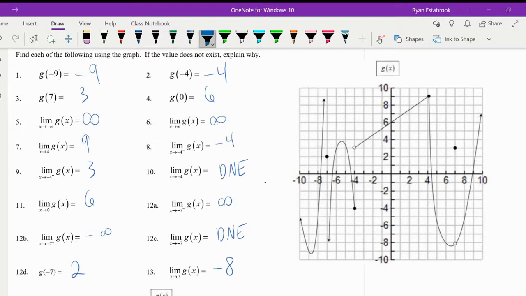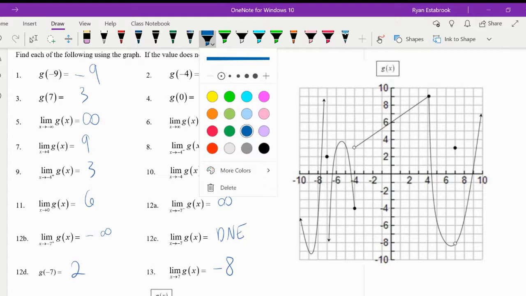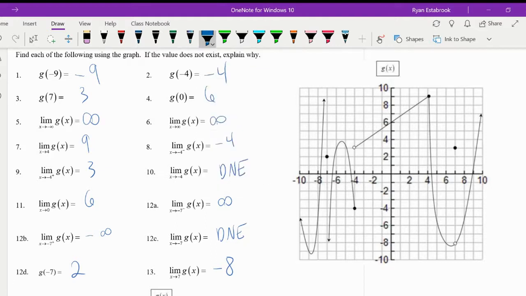Number 7, the limit as x approaches 4. So as we look at it from the left and we look at it from the right, they're both approaching this value of 9. Number 8, the limit as x approaches negative 4 from the left. So as I'm tracing the graph, coming at it from the left-hand side, it's going closer and closer to a y value of negative 4. So 8 is going to be negative 4.